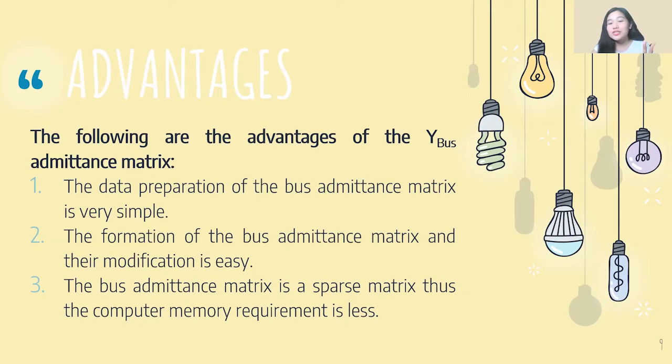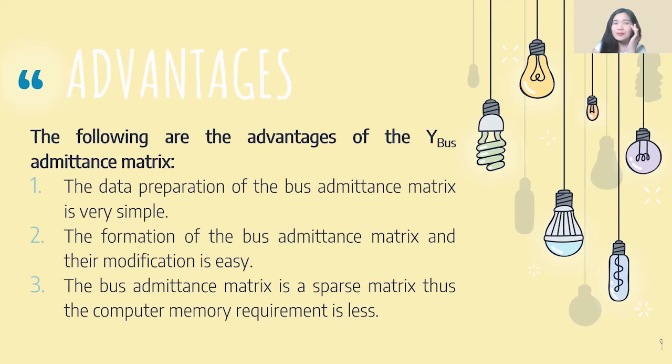Second is that the formation of the bus admittance matrix and their modification is easy. The reason why the modification is easy is because the formation is simple. The next one is that the bus admittance matrix is a sparse matrix, thus the computer memory requirement is less. So why is that? What do we mean by sparse matrix? A sparse matrix is what we call a matrix wherein it contains mostly a large number of zero values. Bakit pa tayo magkakaroon ng matrix when it is zero, di ba?